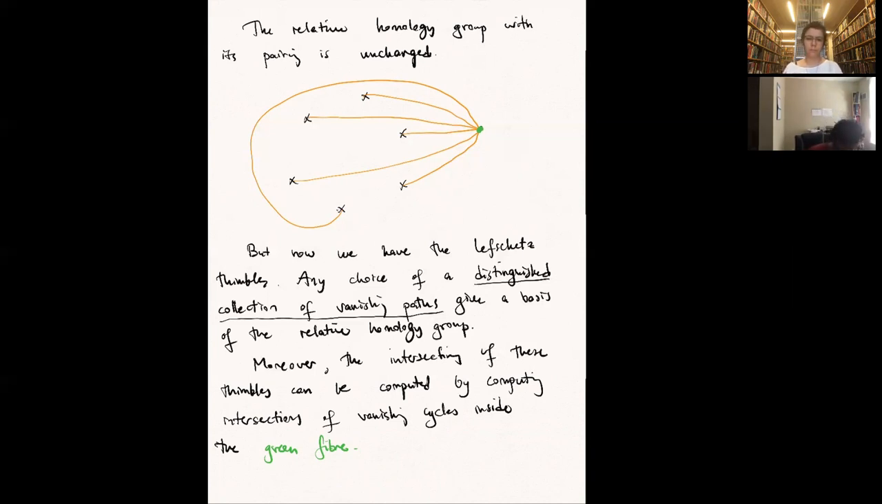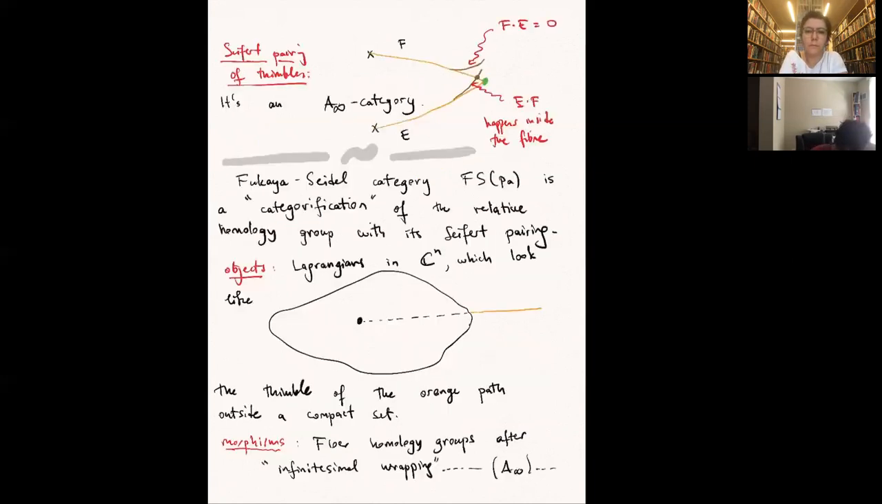Okay, and another point that I want to make is that if you are trying to compute this kind of non-symmetric intersection number between two thimbles, let's consider these two thimbles, for example. What you're really computing is the intersection number of the vanishing cycles inside the green fiber. Okay, let me make that slightly more rigorous.